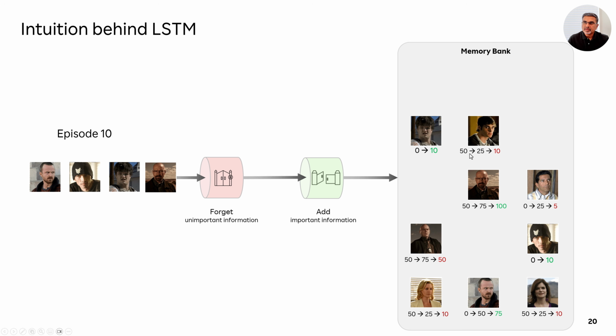Let's say Badger is appearing for the first time. Initially in our memory bank, his score was 0. We bump it up to 10 because he appears for just a few minutes in the entire episode. We essentially up the score of Walter White from 75 to 100 because the accumulated time that Walter White's character spends on screen has been adding up over the last 10 episodes. Remember, we are at the 10th episode right now. So does Jesse Pinkman. We up the score from 50 to 75.